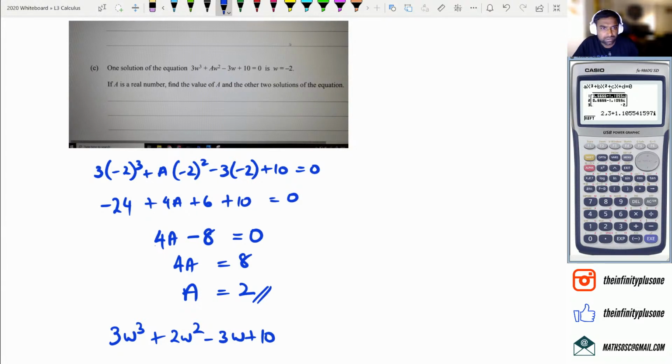Now, I just want to double check. Have I made a mistake here? 3, 2, negative 3, 10. Yeah, Salty, it's fine. I just want to have a look at the answers for this particular question, because the other way of doing this without the calculator, it's a long way.